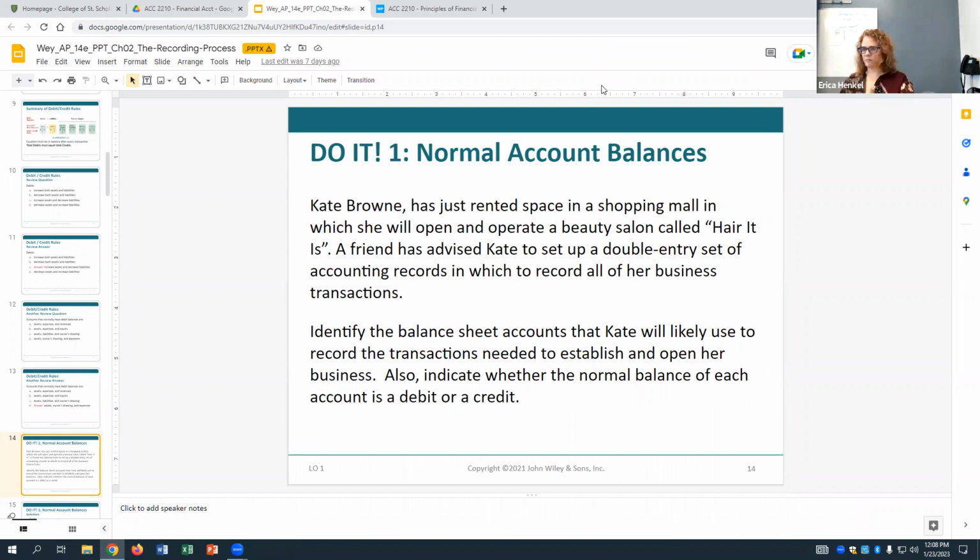If she's opening it by herself, I don't think she needs to pay anyone, because it is not a corporation or a partnership. Proprietorship, okay. So she won't need to pay anybody because it's a proprietorship. She will need to pay rent.